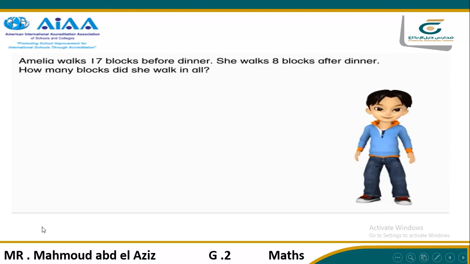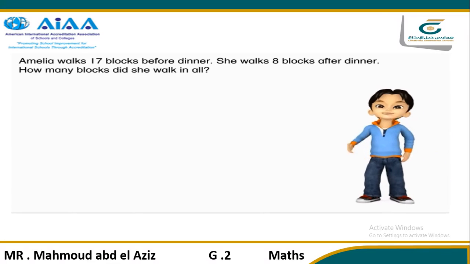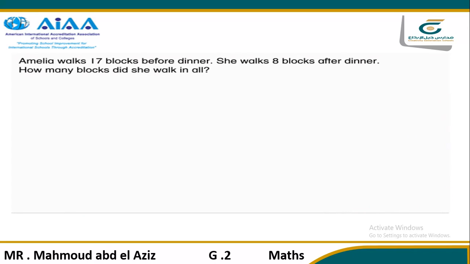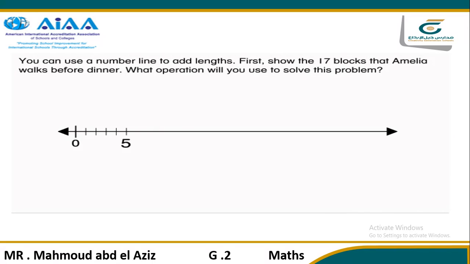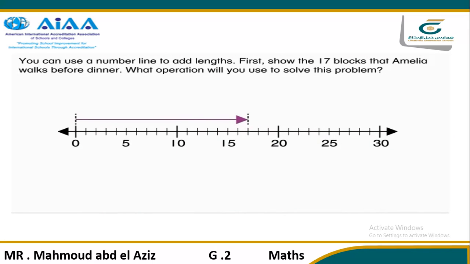Amelia walks 17 blocks before dinner. She walks 8 blocks after dinner. How many blocks did she walk in all? Let's solve a problem. You can use a number line to add lengths. First, show the 17 blocks that Amelia walks before dinner. What operation will you use to solve this problem? Select your answer.